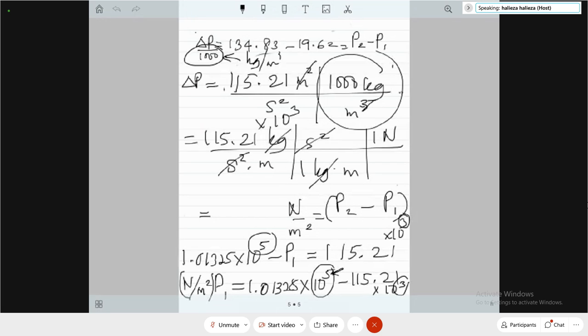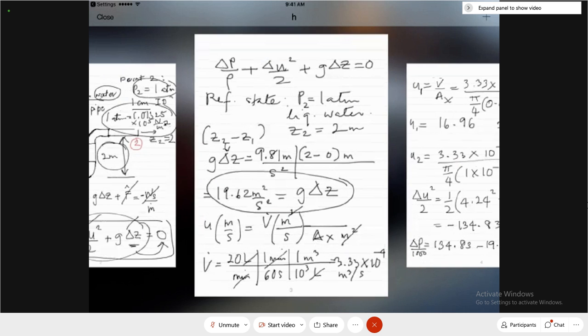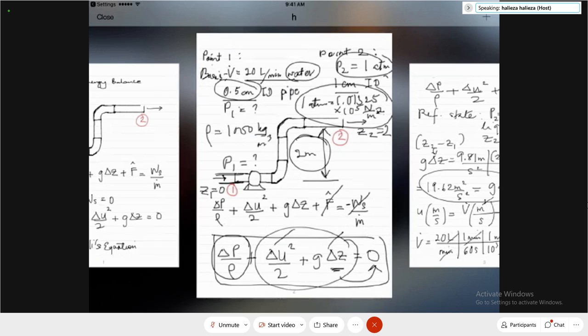The procedure is correct. In this case, P2 should be higher if the height is this much. Yeah, if the height is that high, P1 should be higher than P2. P1 should be higher than P2.